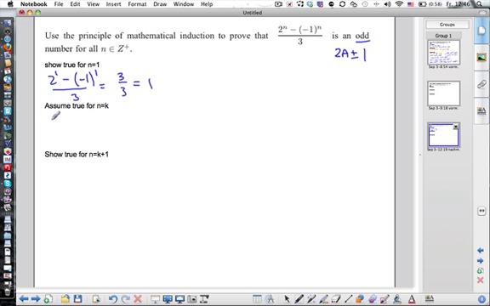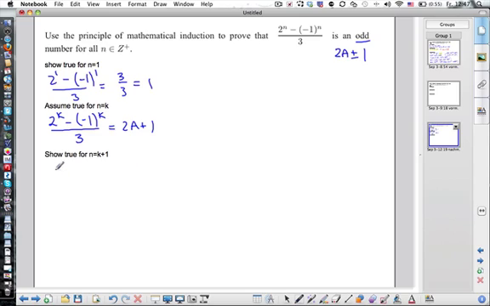Show true for n equals k. So we assume true for n equals k. So we have 2 to the k minus negative 1 to the k, all over 3. That should be 2a, and we'll just stick with plus 1. Hopefully we can get it in plus 1.